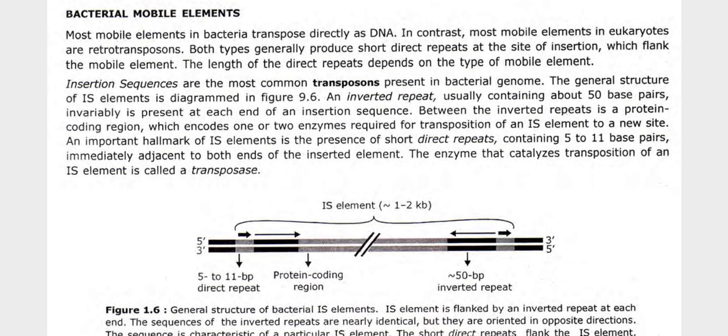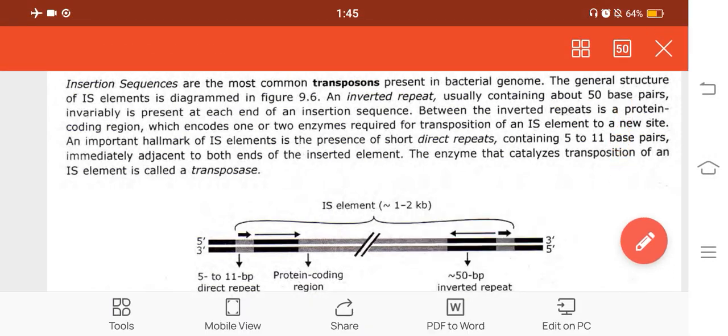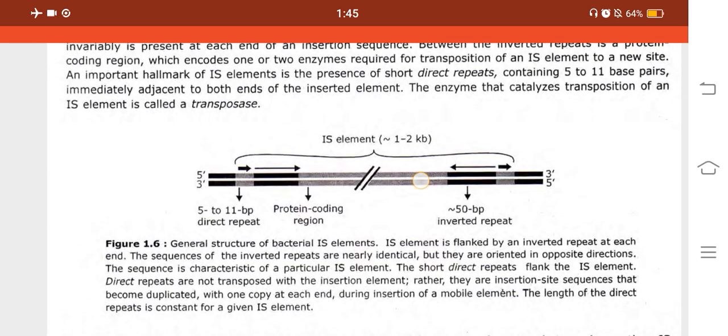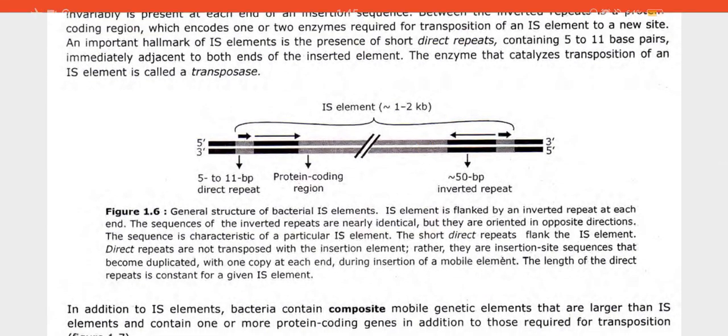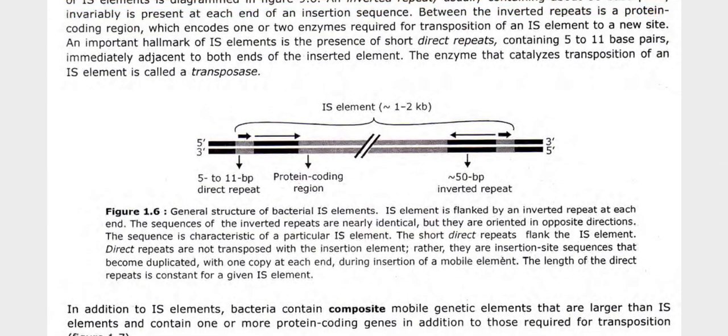That is a new point. The important hallmark of an IS element is the presence of short direct repeats. We learned about inverted repeats on the two ends, but short direct repeats are also there, containing 5 to 11 base pairs immediately adjacent to both ends of the inserted element. The enzyme that catalyzes transposition of an IS element is called transposase. Never forget that.